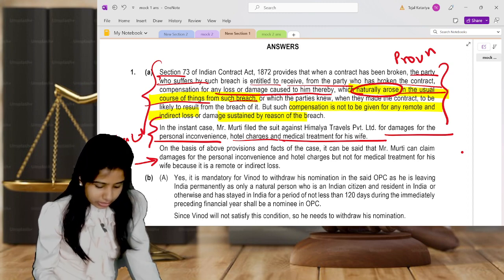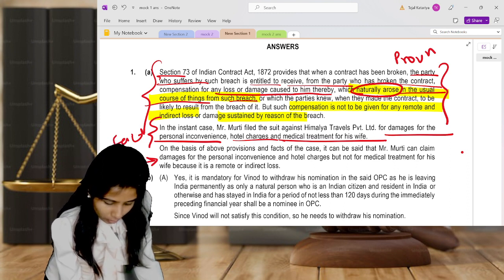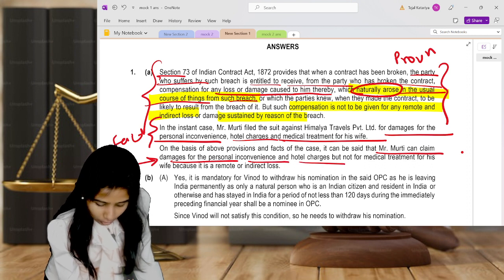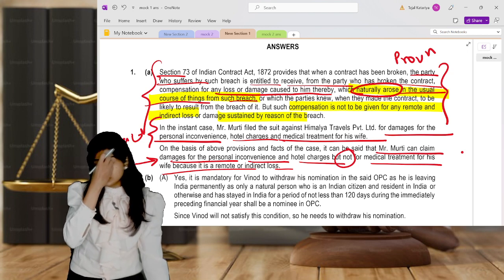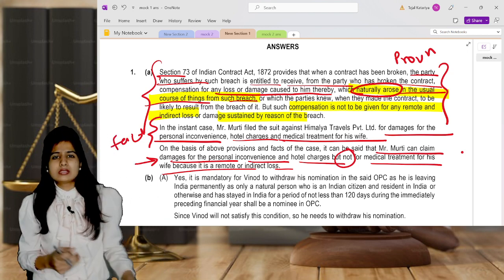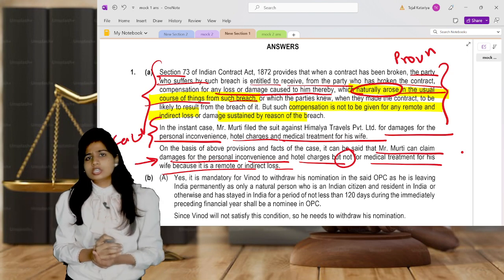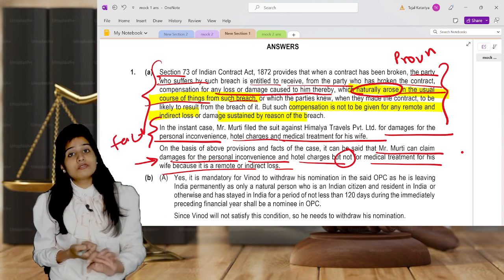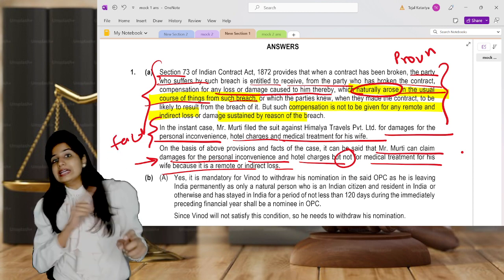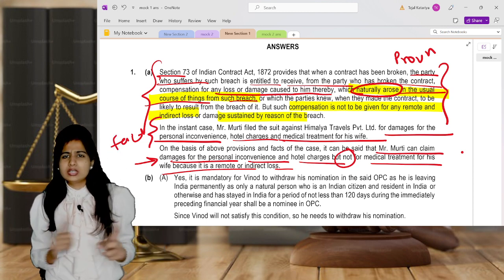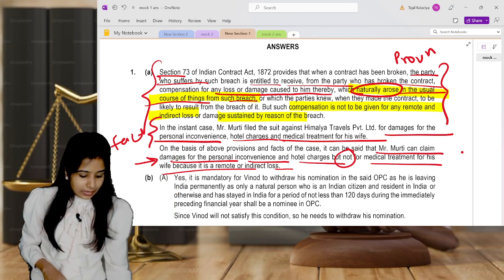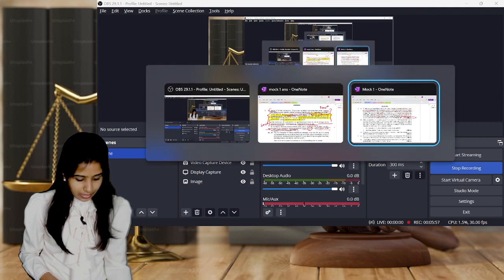So provision, then explanation or fact, and then conclusion on the given case: Mr. Murthy can claim damages for the personal inconvenience and hotel charges, but not for any indirect loss or any remote loss, because it's a special kind of damages which the private limited company is not supposed to bear. So understand, he is responsible for which loss? He is responsible only for the inconvenience cost which arises naturally in the usual course of business, and not for any indirect loss, and that's why he is not responsible for any medical losses.